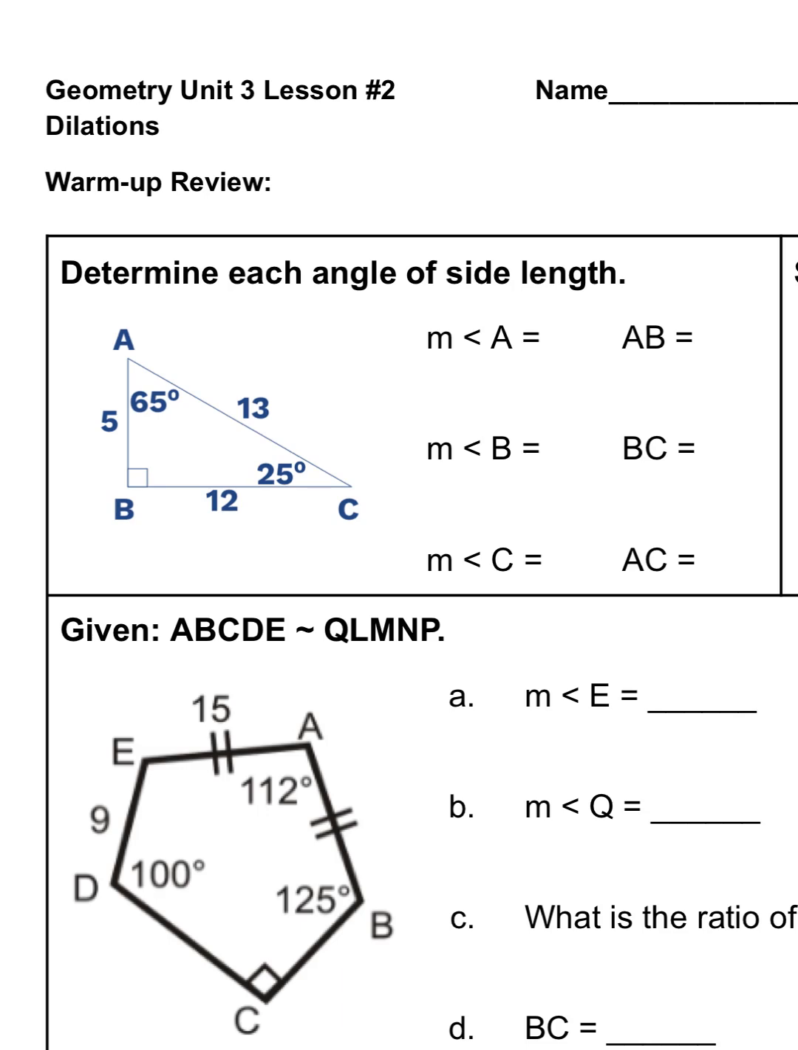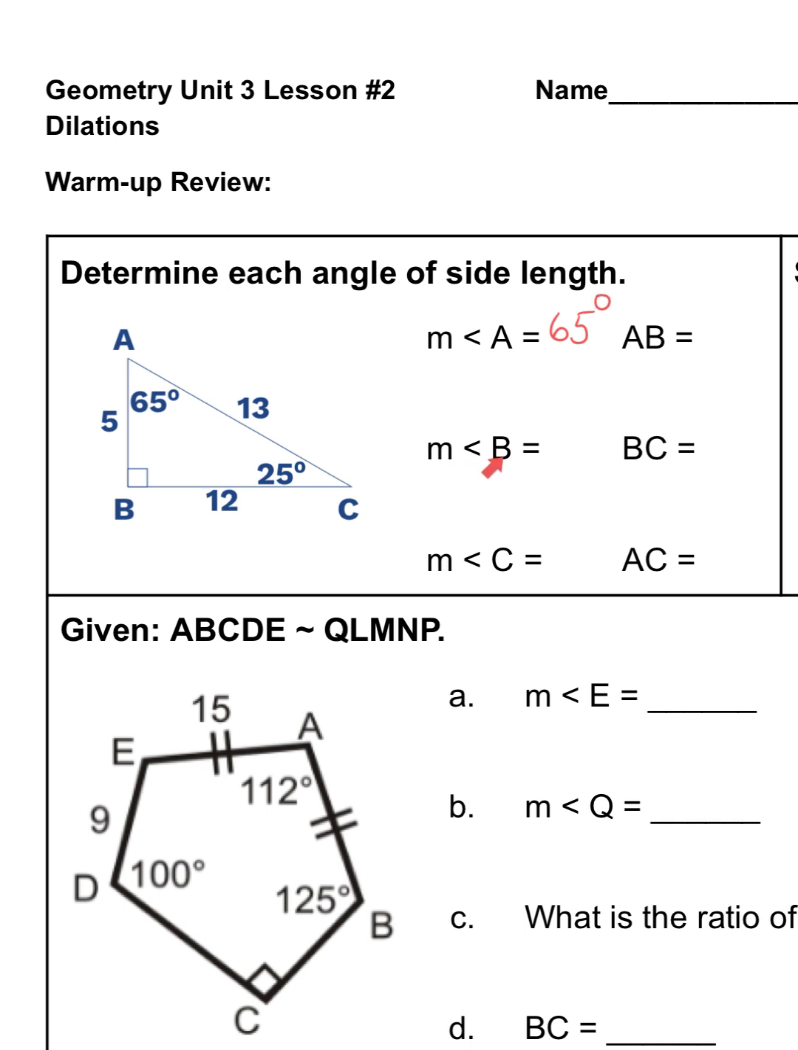Okay, geometry, the first warm-up question is just making sure that you can read the notation. So this M stands for the measure of angle A. We go over here to angle A. Angle A is 65 degrees. All right.